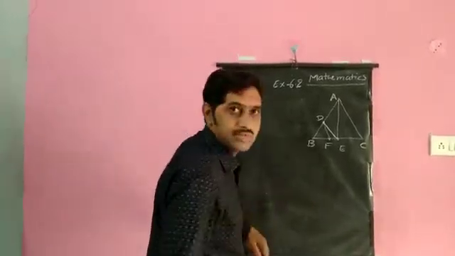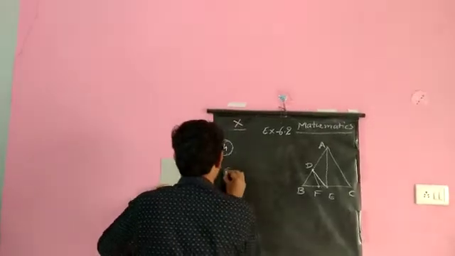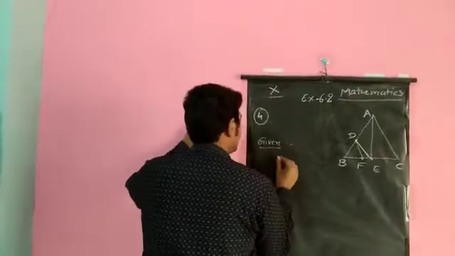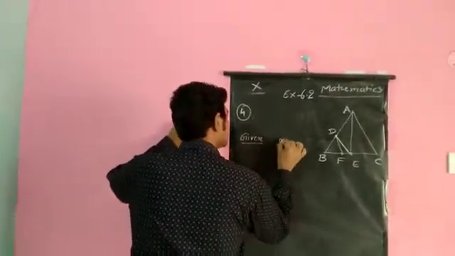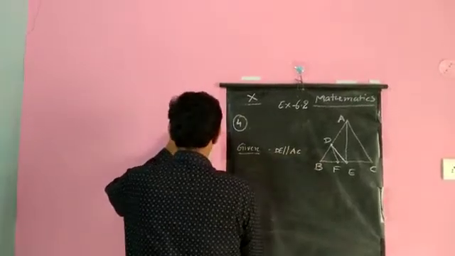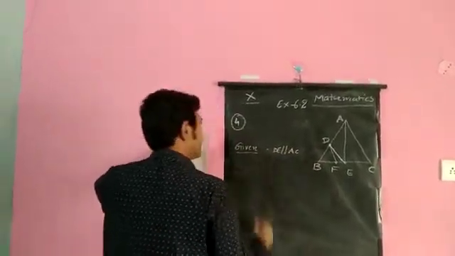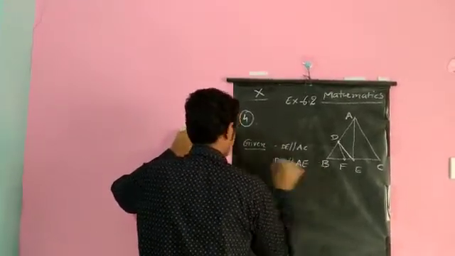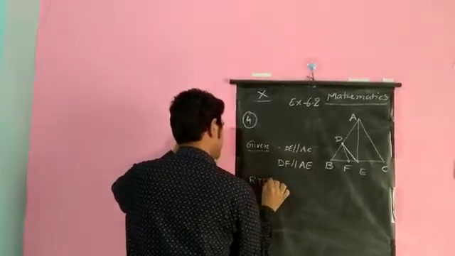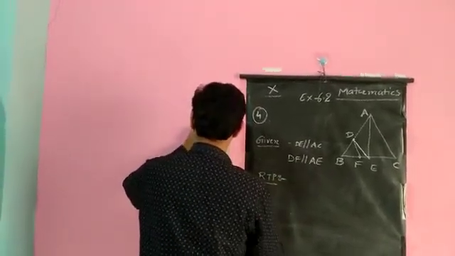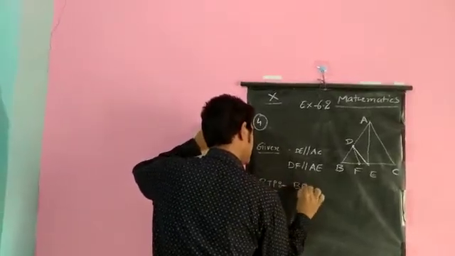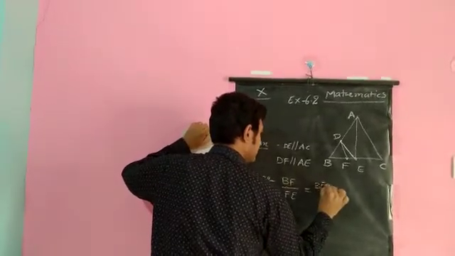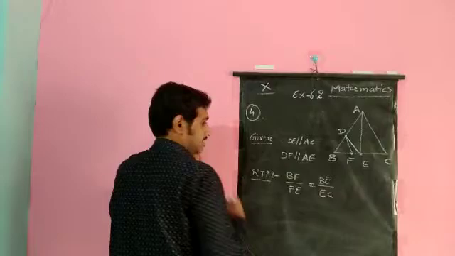For this question, this is the figure given, and we write the given and RTP. Given: DE parallel to AC and DF parallel to AE. Our RTP for this question is BF by FE equals BE by EC.